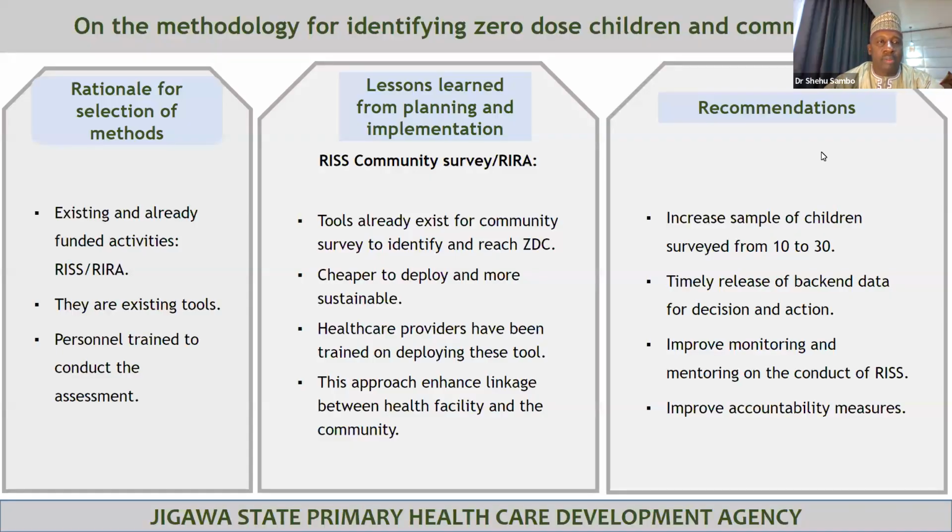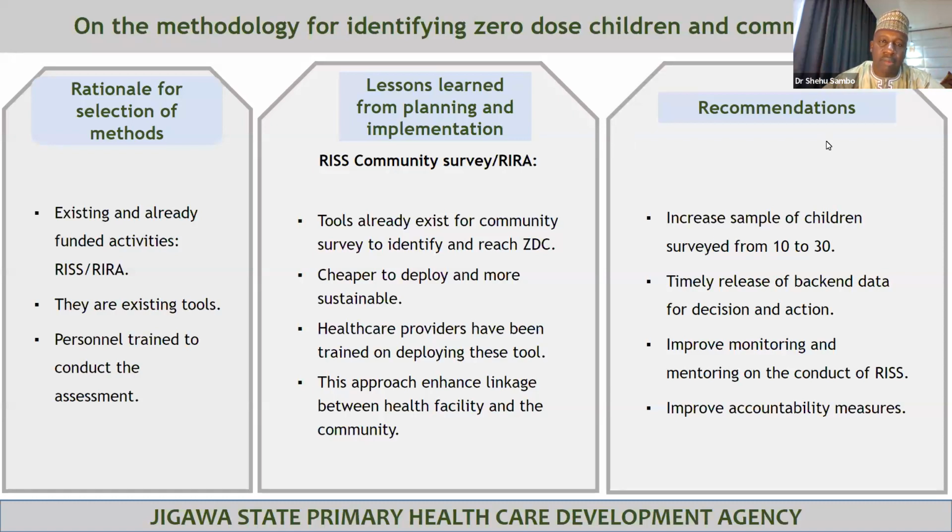Okay, so on the rationale for selection of these methods, the other method I think is RIRA, as I said, rapid routine immunization assessment. These are already funded activities. They are in the state plans, the routine immunization supportive supervision and the RIRA. They have existing tools already. The personnel are trained to conduct the assessment using them.